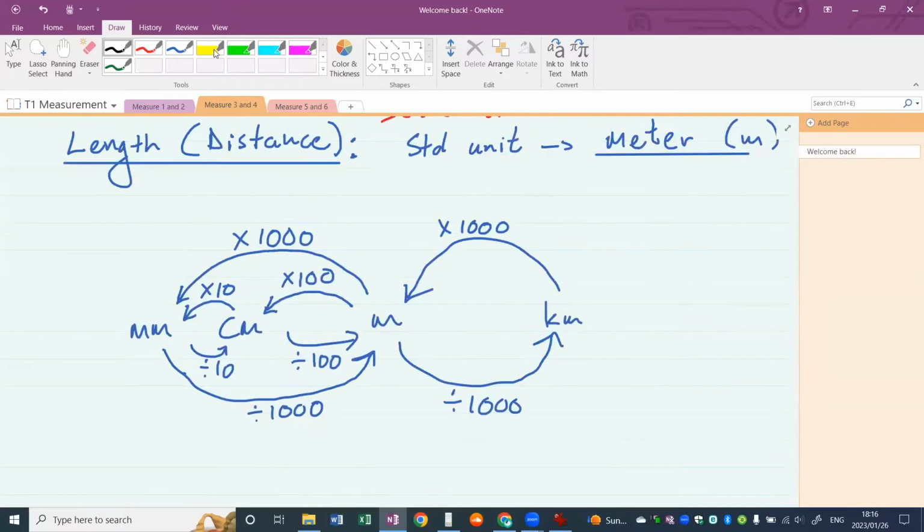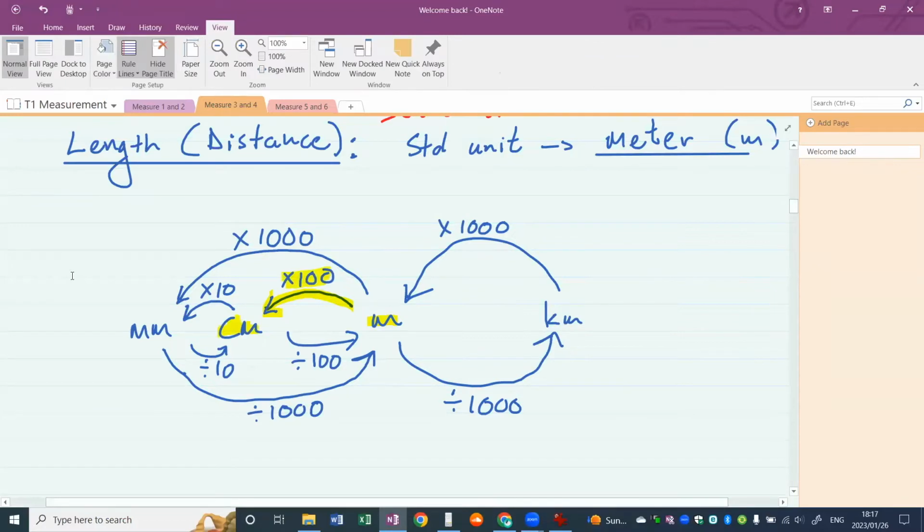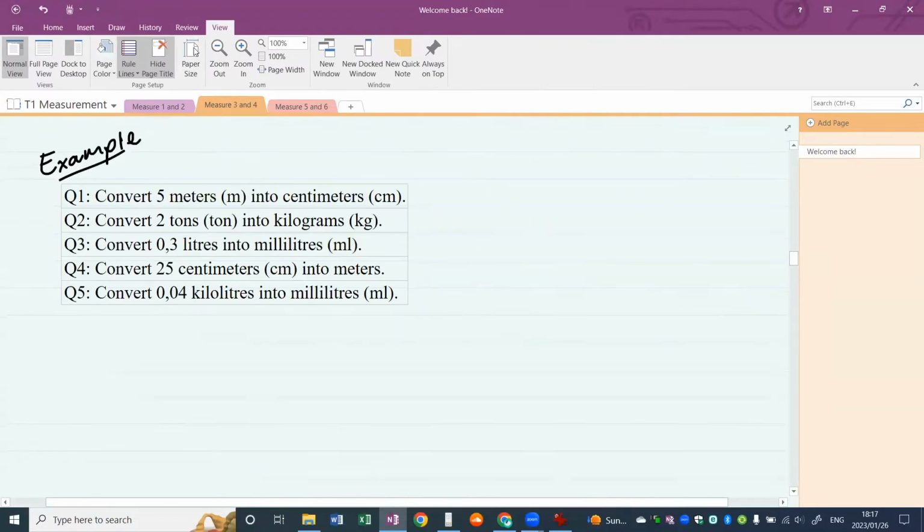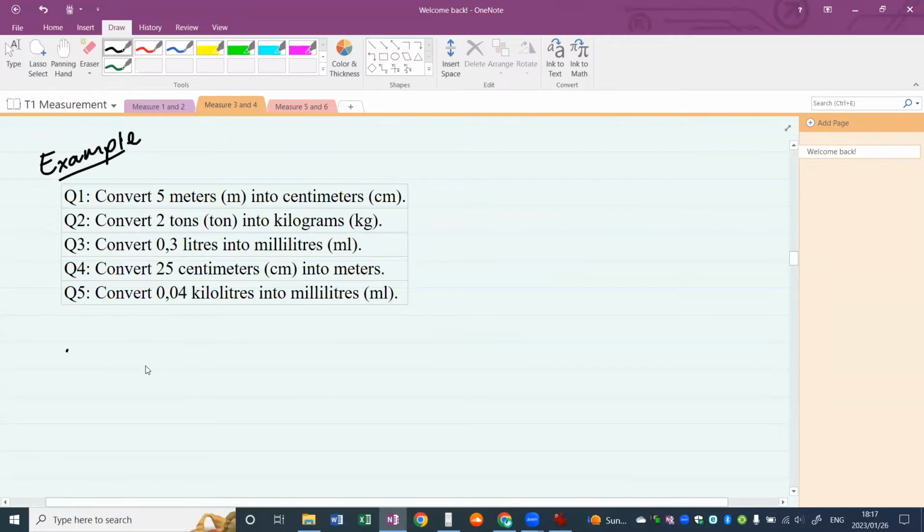So I need to go from meters to centimeters. Okay, so let's go up to our diagram. All right, so if we look at our diagram, I need to go from meters, and I need to use this arrow and go down to centimeters. Okay, and to do this, I need to times by 100. All right, so let's go down to our question now. I need to times by 100. So the answer for question 1, I take 5 meters and I times it by 100, and I will get 500 centimeters.